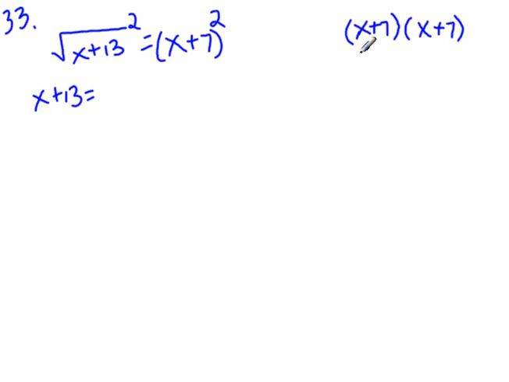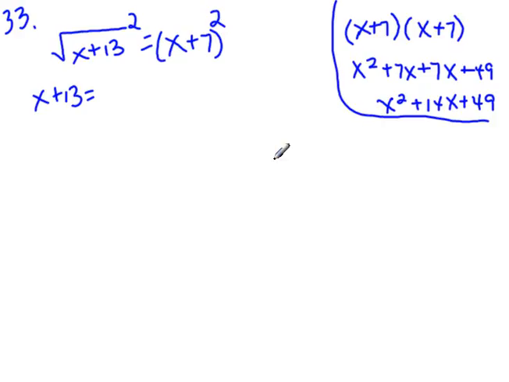If I FOIL it, I get x squared for first. Outer is plus 7x. Inner is plus 7x. Last is plus 49, which is x squared plus 14x plus 49. I would have just gone over and done that on my scrap paper to get that.